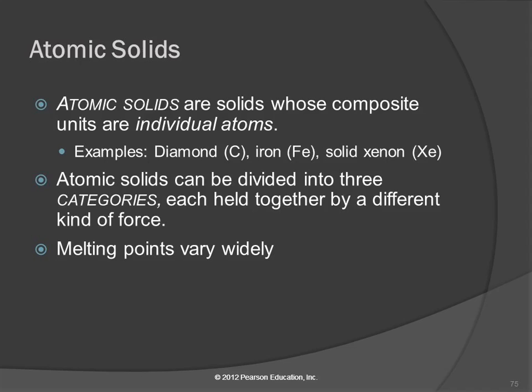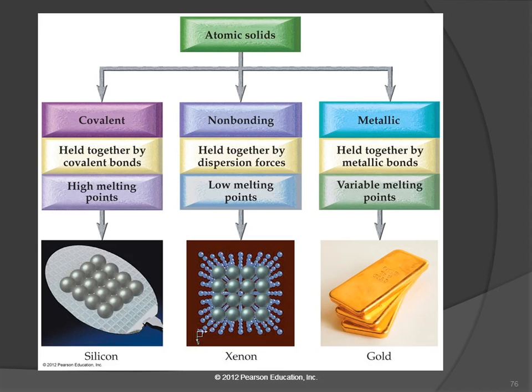Atomic solids have atoms, and there are different categories of atomic solids. So examples here are diamonds, iron, and solid xenon. So we can divide these into three different categories depending on what kind of force is holding them together. And the melting points of these are going to vary widely. So what are those forces? Well, we can have atomic solids that are covalently bonded together. Silicon is an example of this. Diamond is an example of this. The individual atoms are actually held together by covalent bonds.